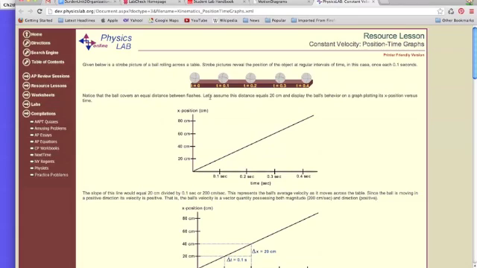At 0.1 seconds, the ball was at 20 centimeters. At 0.2, it was at 40. At 0.3, it was at 60. And at 0.4, it was at 80 centimeters. I think I might have said seconds before. These are centimeters. These are seconds.